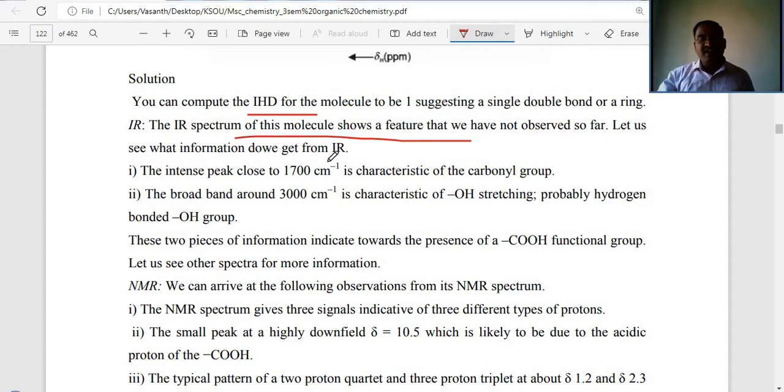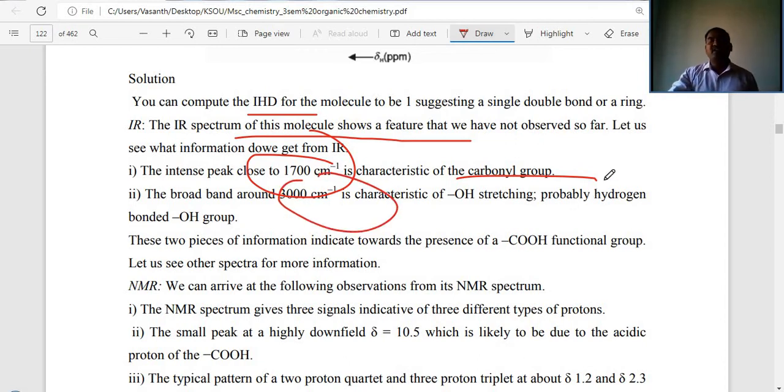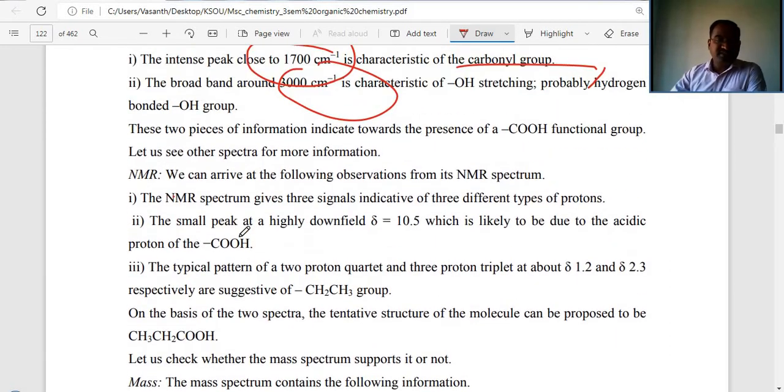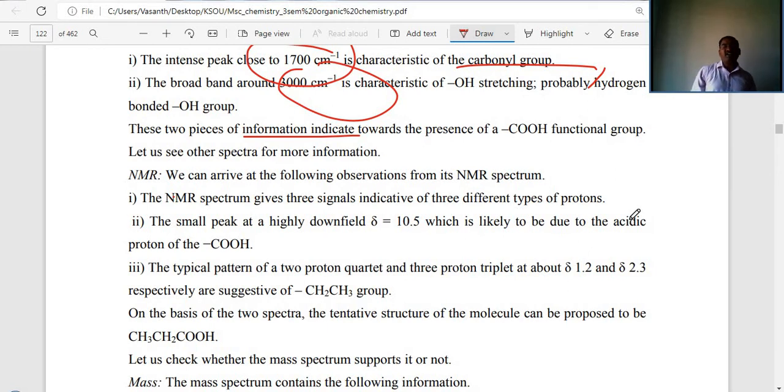In the IR we are getting 1700 per centimeter, which is characteristic of the carbonyl group, and 3000 per centimeter, which is characteristic of OH stretching, probably hydrogen-bonded. These two pieces of information indicate the presence of a COOH functional group.